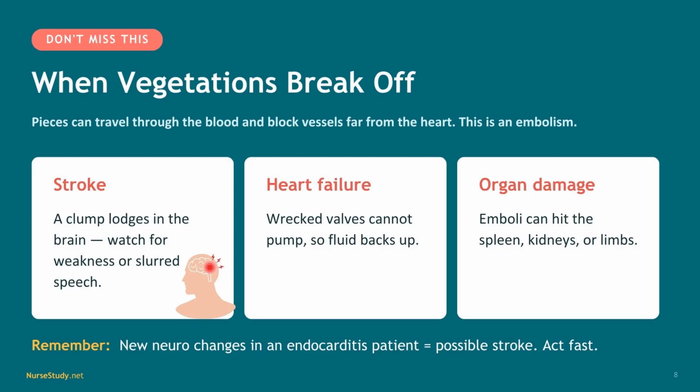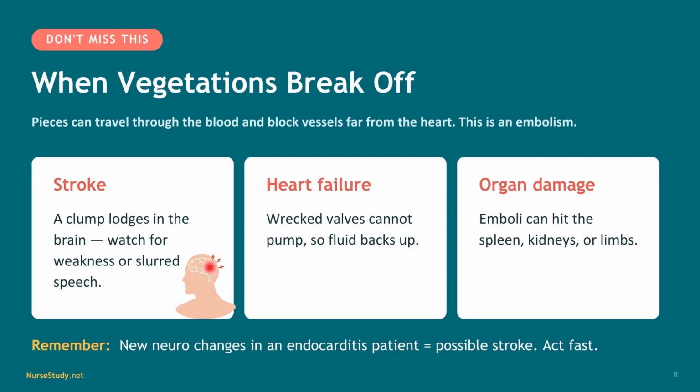Okay, this is the don't miss this slide, so lean in. This is the part that can turn dangerous fast. Remember those vegetations sitting on the valve? Pieces of them can break off, travel through the blood, and block a vessel somewhere far from the heart. When that happens, we call it an embolism.